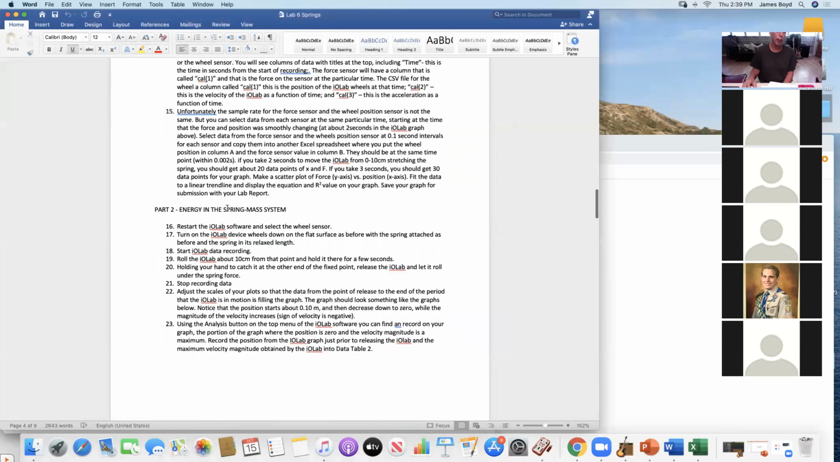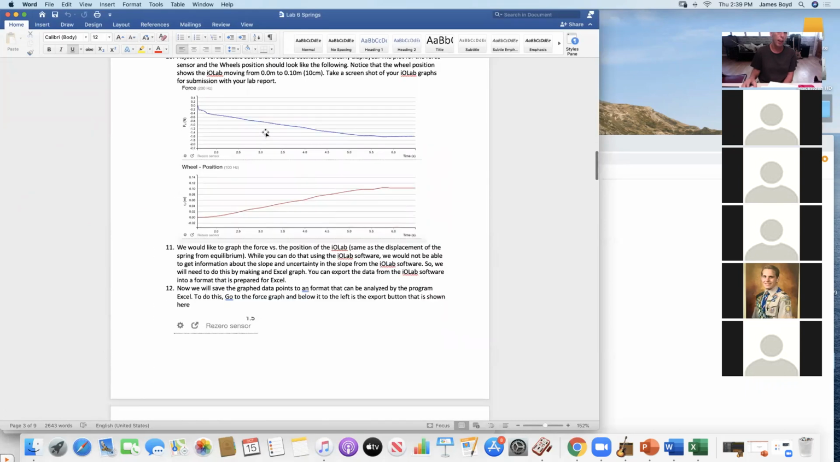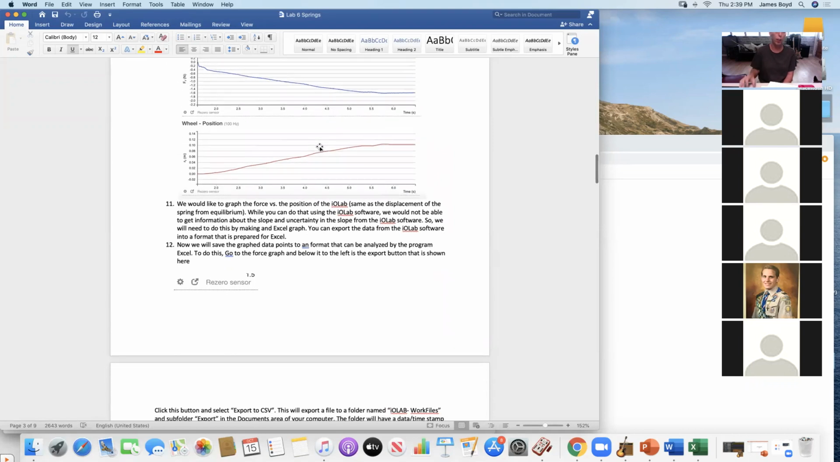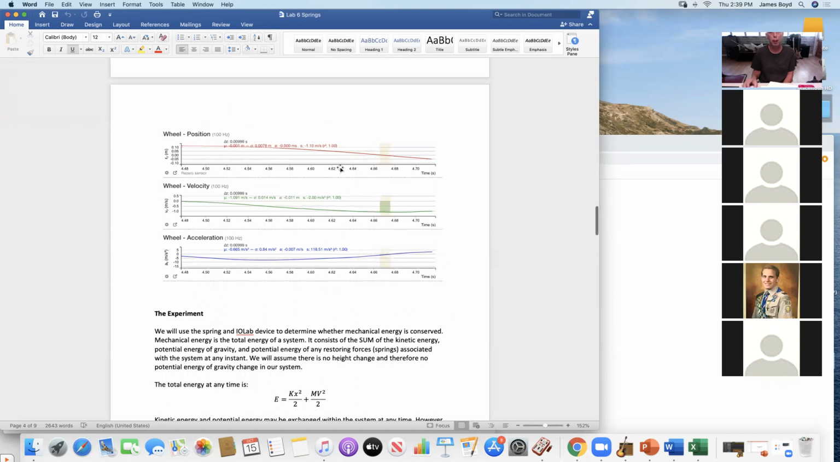When you do those, I want you to actually grab the graph of the position and the force. I'm sorry, not the position and the force. This was for the screenshot to go with your graph. This was it: the velocity, acceleration, position. You don't need the acceleration, but the position and the velocity, okay?